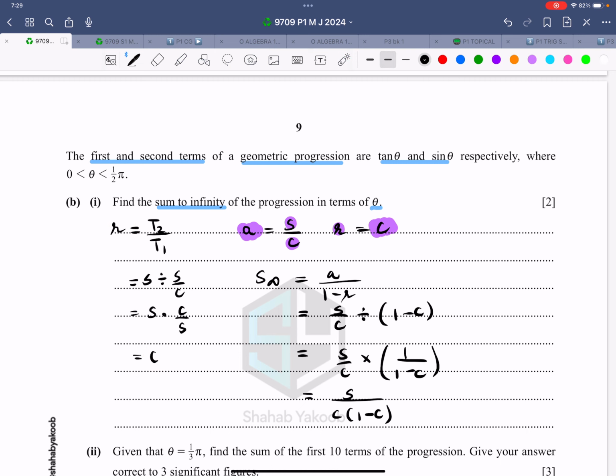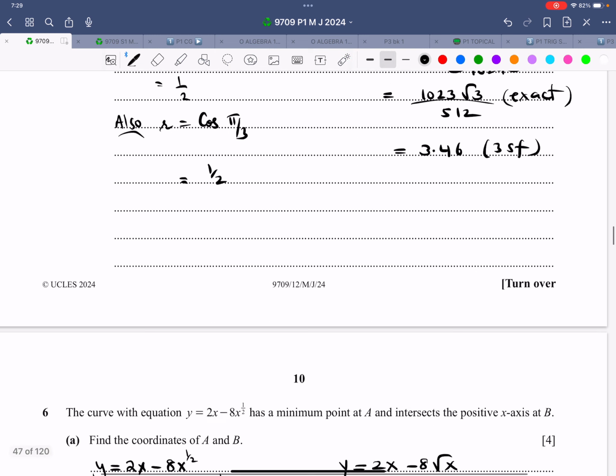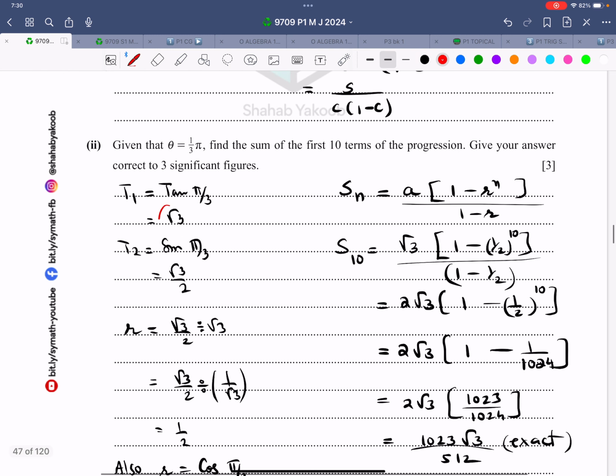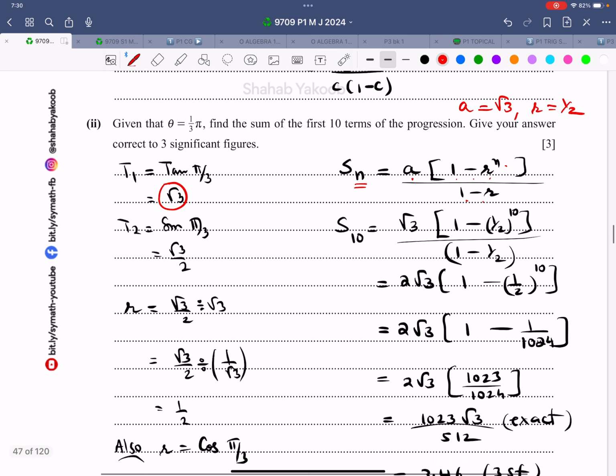So let me write over here, R is cosine. So if I use that, I can use it directly also. R comes out to be half, and the first term is root 3. So A is root 3, r comes out to be half. Therefore, sum of n terms, that is a into (1 minus r power n) over 1 minus r.